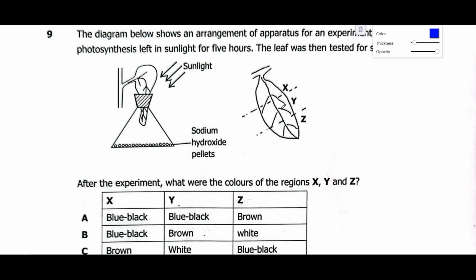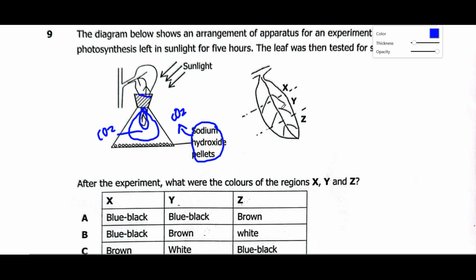Move on to question number 9. The diagram below shows an arrangement of apparatus for an experiment that shows photosynthesis, left in sunlight for 5 hours. The leaf was then tested for starch. Now let's have a look at this one. This part was in the presence of sodium hydroxide. So the sodium hydroxide is reacting with carbon dioxide, giving us sodium hydrogen carbonate. So therefore, in this part here, we don't have carbon dioxide. It is absorbed by the presence of sodium hydroxide.